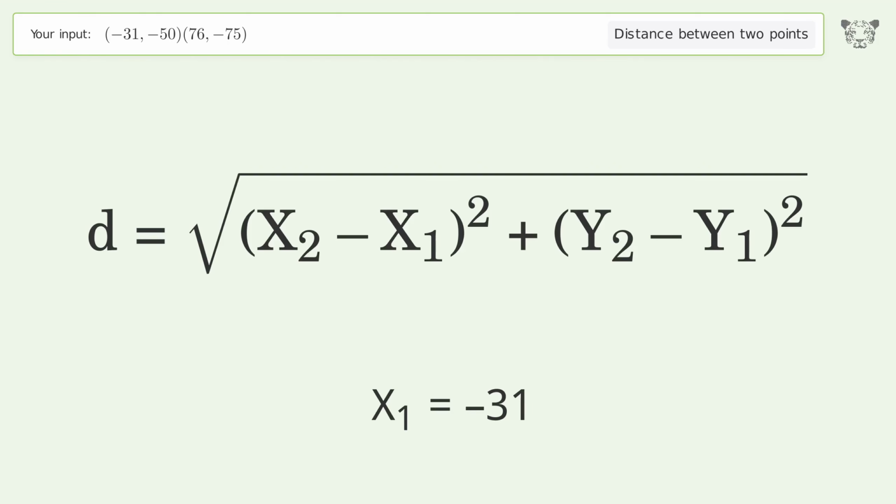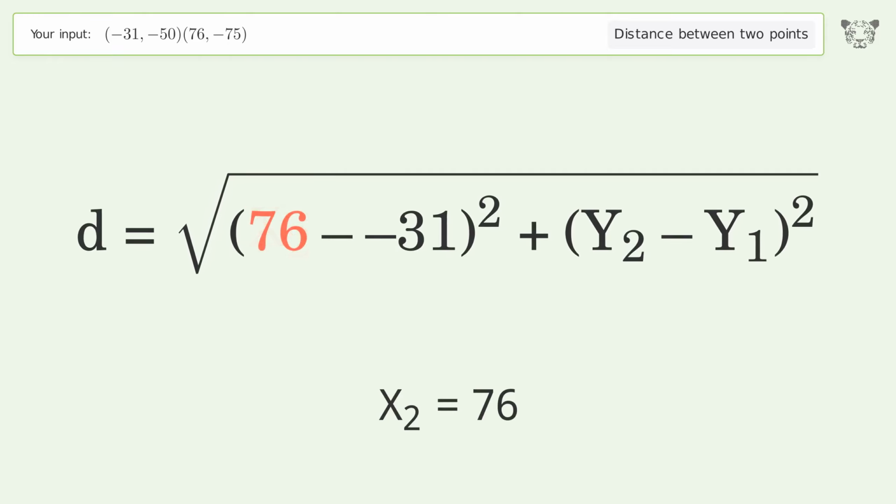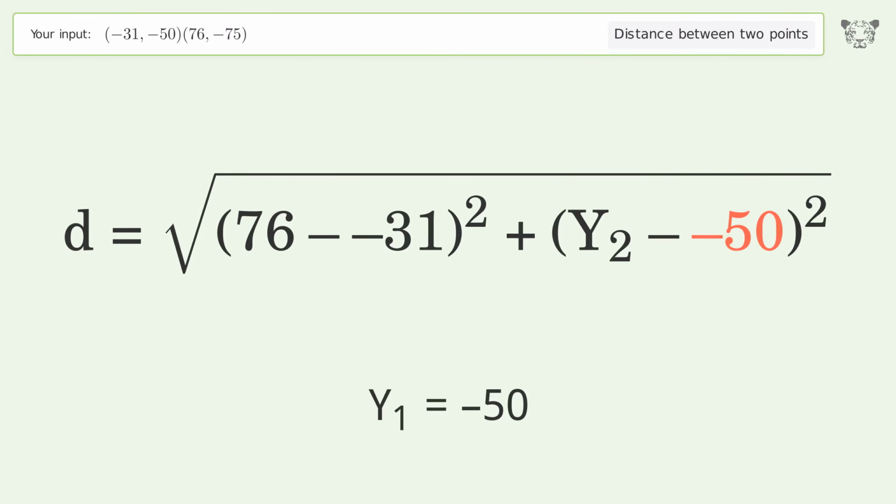x1 equals -31. x2 equals 76. y1 equals -50. y2 equals -75.